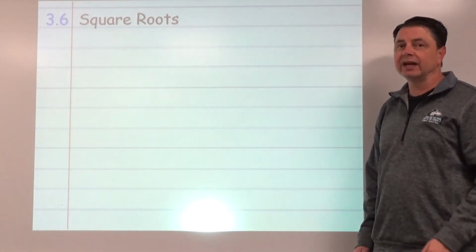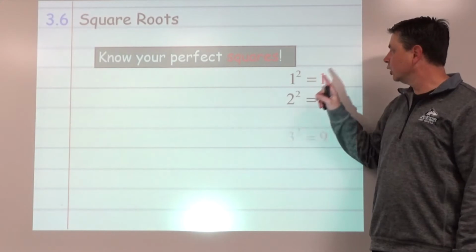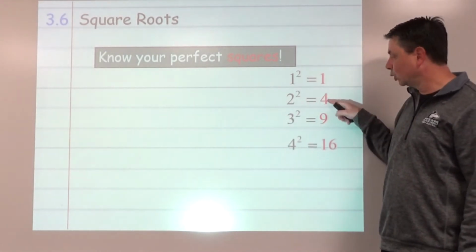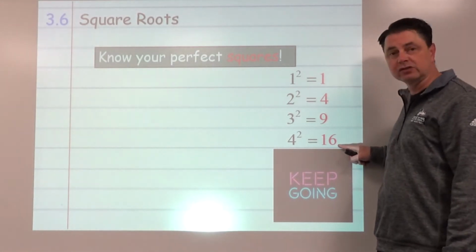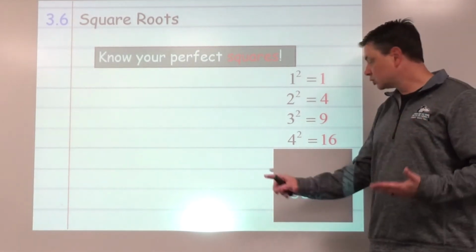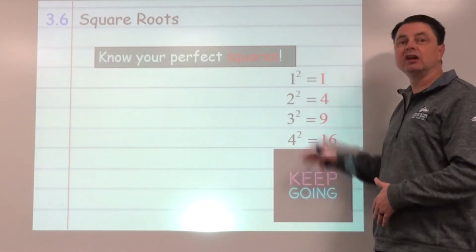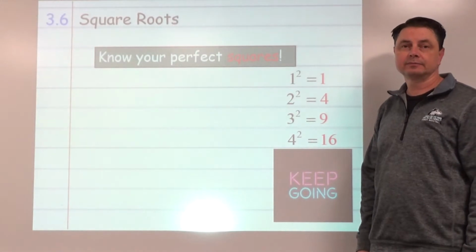So the first thing we've got to know is our perfect squares. So we need to know that 1 is a perfect square, 4 is a perfect square, 9 is a perfect square, 16 is a perfect square. Keep going, probably at least to 12 squared equals. Go ahead and pause here and write that list.